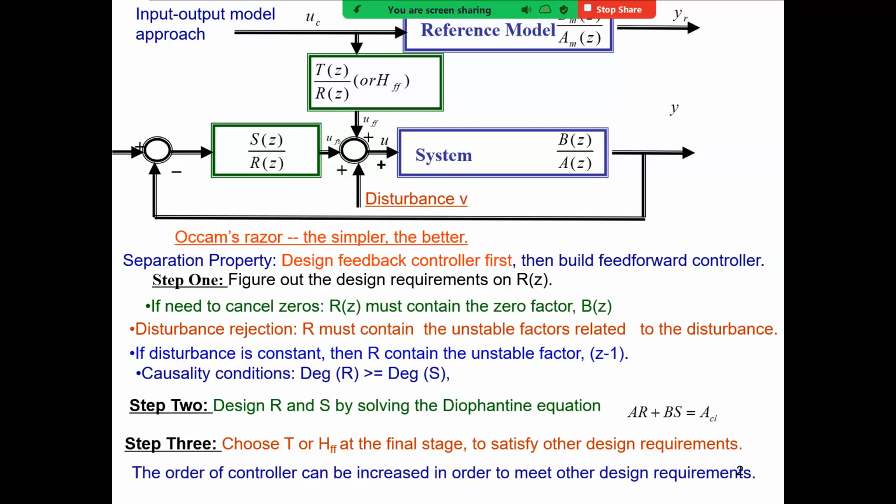Of course, sometimes you may have a happy situation where you have too many parameters, right? The number of parameters is more than the number of equations. In that case, either you decrease the order of the controller, which means your current controller is too complicated, or you say, okay, I'm just going to set some of the parameters to be zero to simplify your calculation.